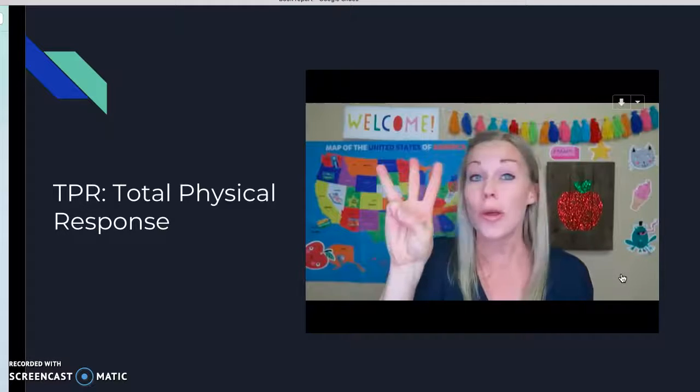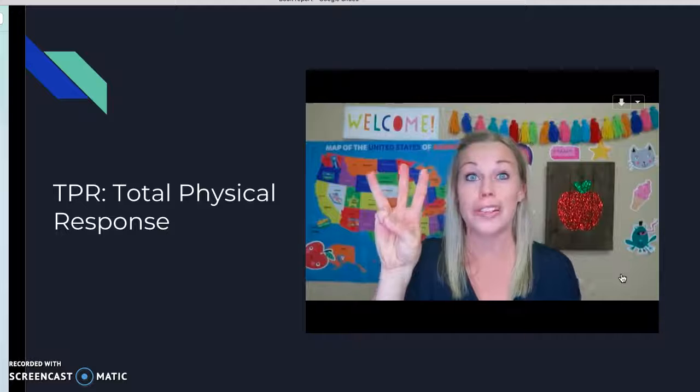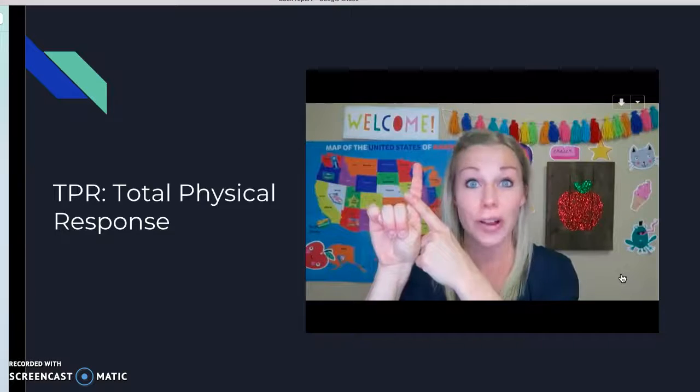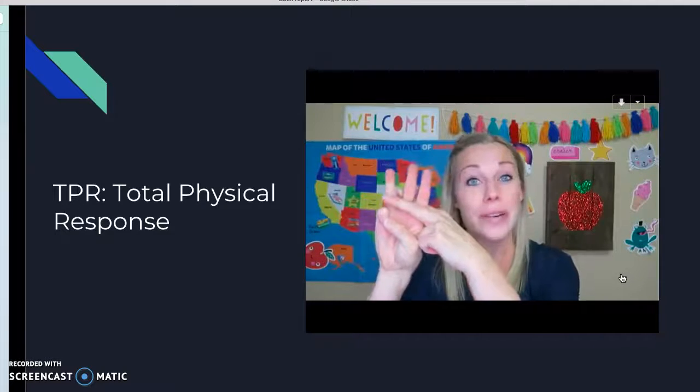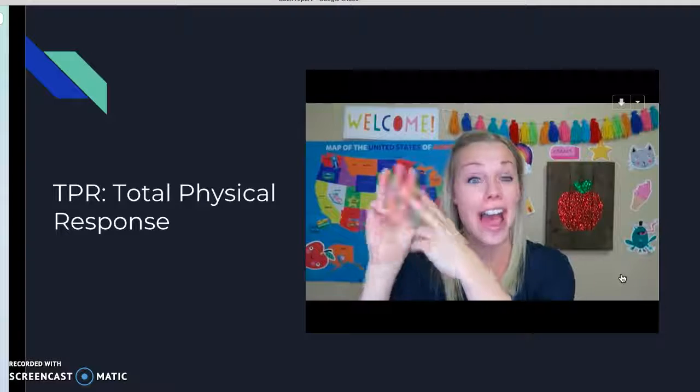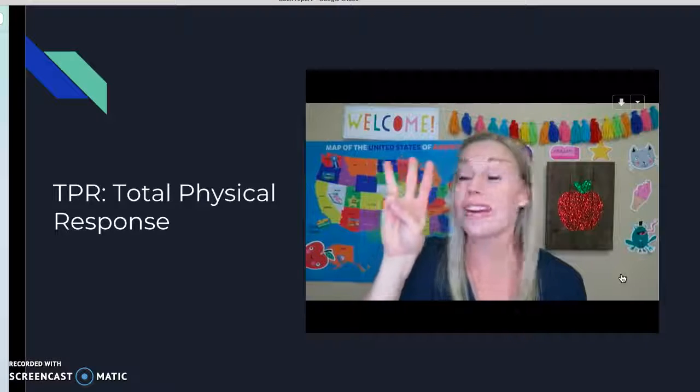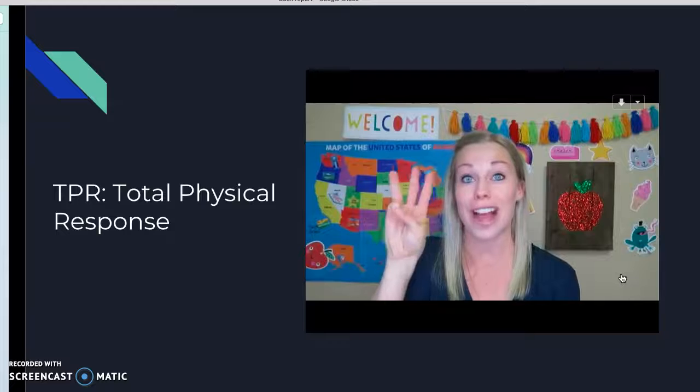TPR taps into all 3 of your learners. I know there's more learners, but the 3 we focus on: visual, your kinesthetic, and the last one is audio, so you're connecting it to the actual language. So we're targeting all 3 of those kinds of learners.